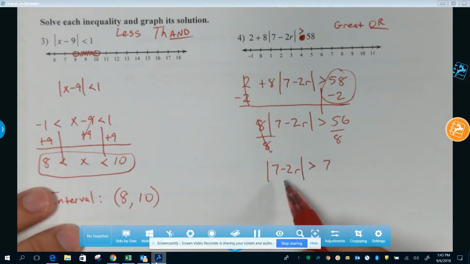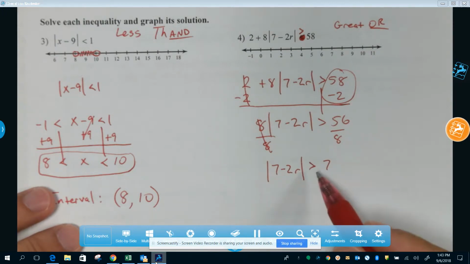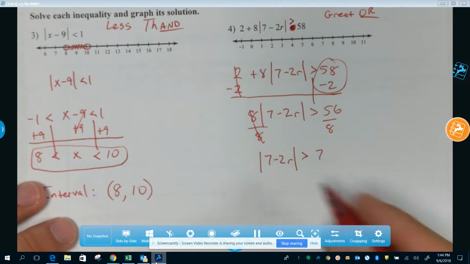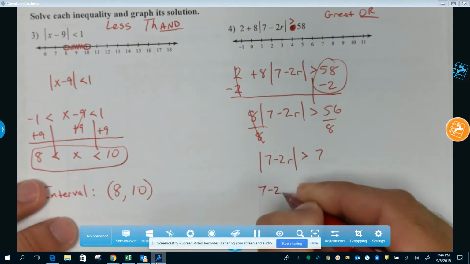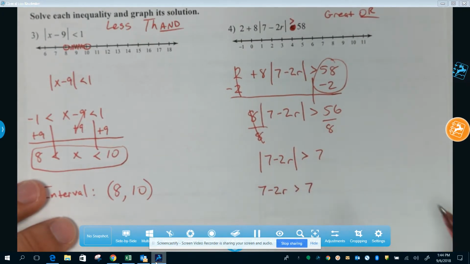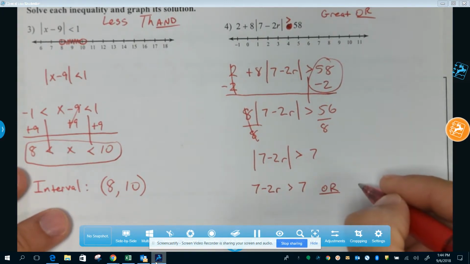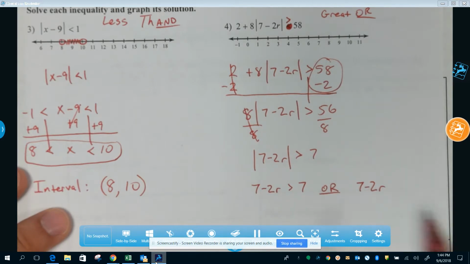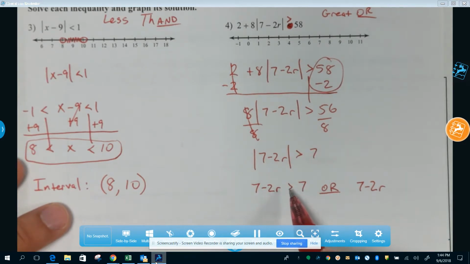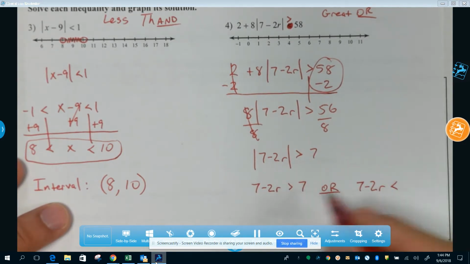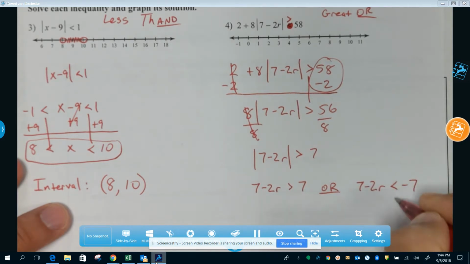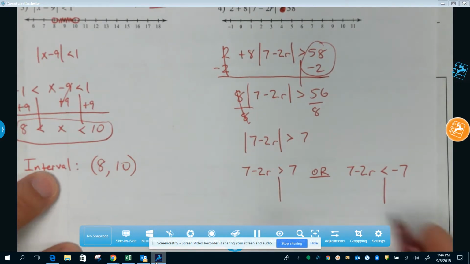Once the bars are isolated, we look to see what we've got. We've got a greater than, or. That's an or. I need two separate equations. 7 minus 2r is greater than 7. That doesn't change. Or the second equation, we still have 7 minus 2r. In the second equation, two things change here. The greater than changes to a less than. My positive 7 on the right changes to a negative 7 on the right. And now I can solve each one individually since this is an or.